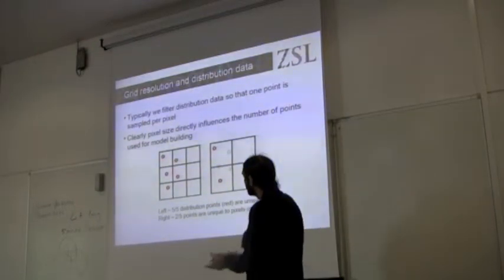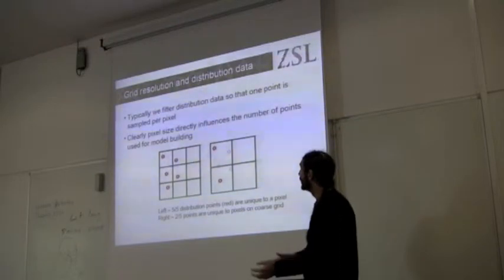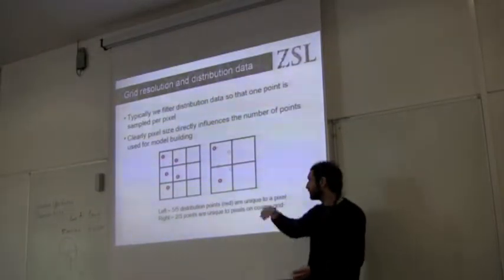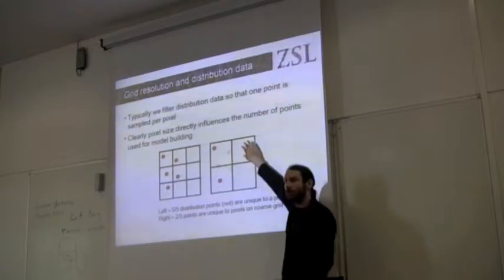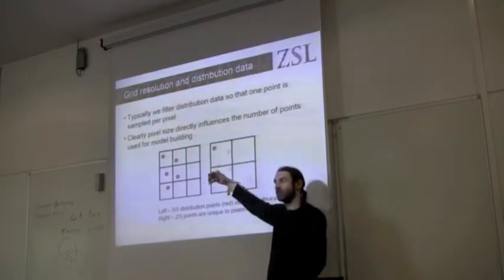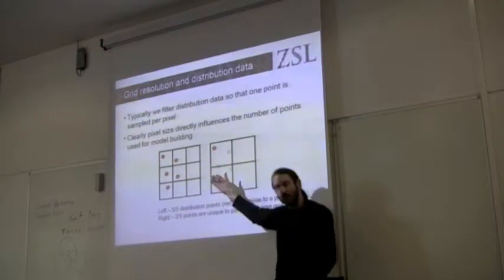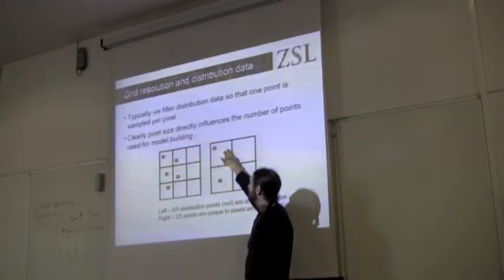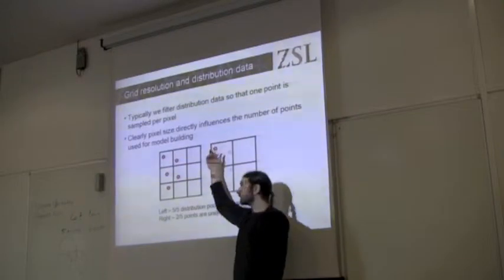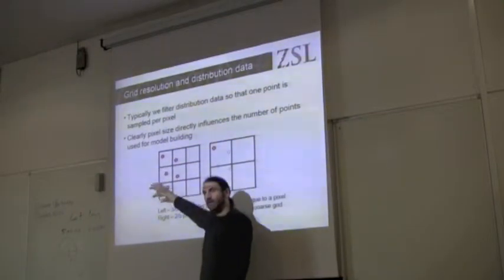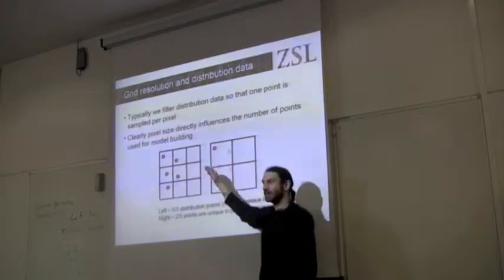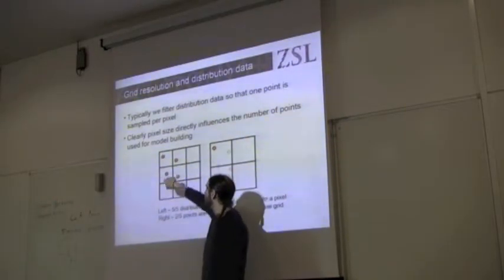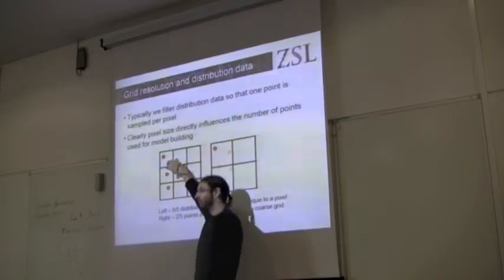Okay, so a little bit of a repeat on what we were just talking about. From a mechanistic approach, the resolution of our grid affects the data that we're going to model with. So if we use this standard data thinning procedure, where we take our distribution data and then we just take one presence per pixel, then the size of our grid directly affects how many presences we're going to have when we build our model. So in this case, we've got a fine grid, and each one of our points fits exactly within one pixel.